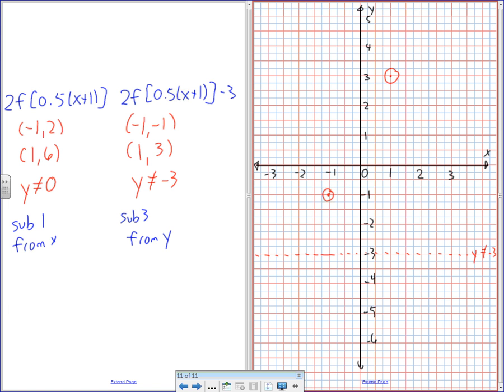Can someone remind me what an asymptote means again? What's an asymptote? Restriction, okay? So on a graph, it means that the line's going to come close to it but not actually hit it, right? So I'm going to show you how to graph this to make sure that it looks good here.